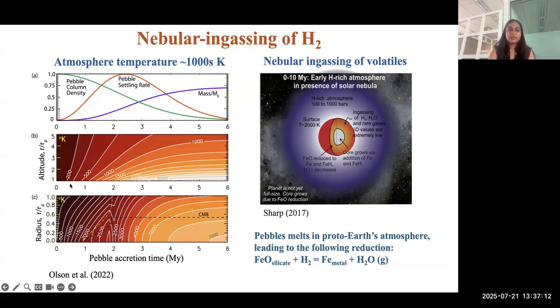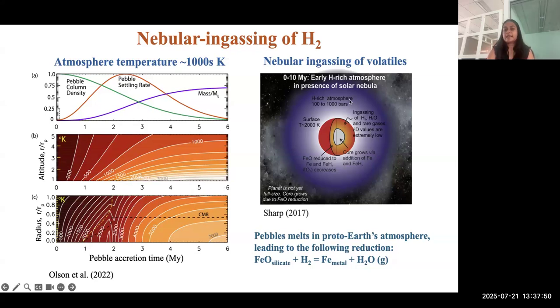In figure B, I show the altitude as a function of planet radius, and on the x-axis, again, I have the pebble accretion timeline. These white contours show the temperature in Kelvin for those rapidly formed bodies during pebble accretion. Figure C is again the temperature, however, this is the internal temperature of an on-growing planet.